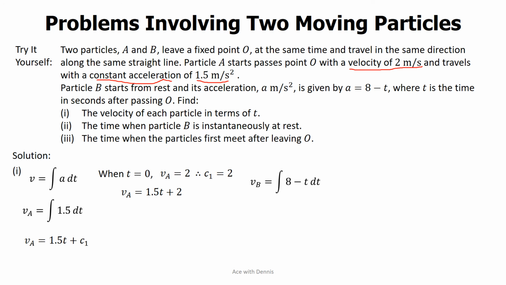For VB, it is integration of 8 minus t dt, because the equation of the acceleration given is 8 minus t. When we integrate, we get VB equals 8t minus t squared over 2 plus C2. So when t equals 0, VB equals 0, as mentioned in the question, particle B starts from rest. The word rest means V is 0. Therefore, C2 is 0. Hence, VB equals 8t minus t squared over 2.